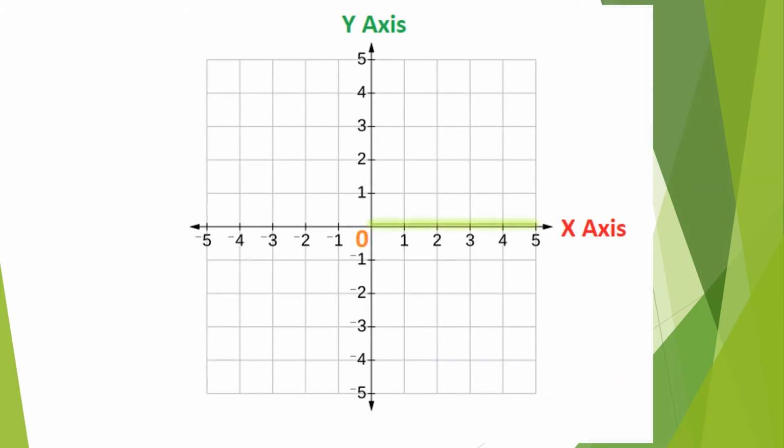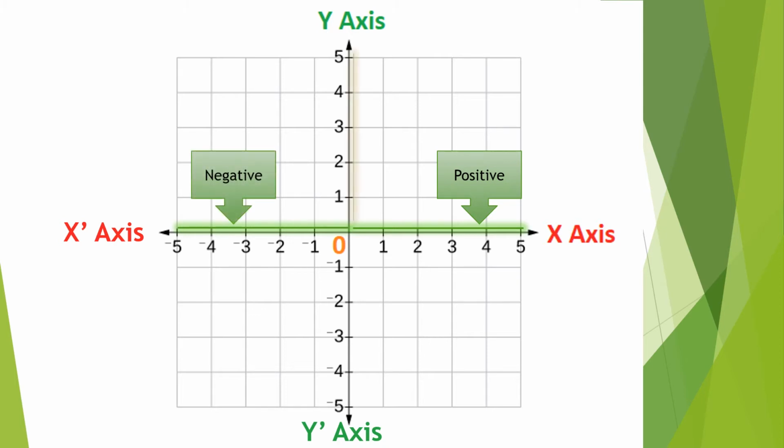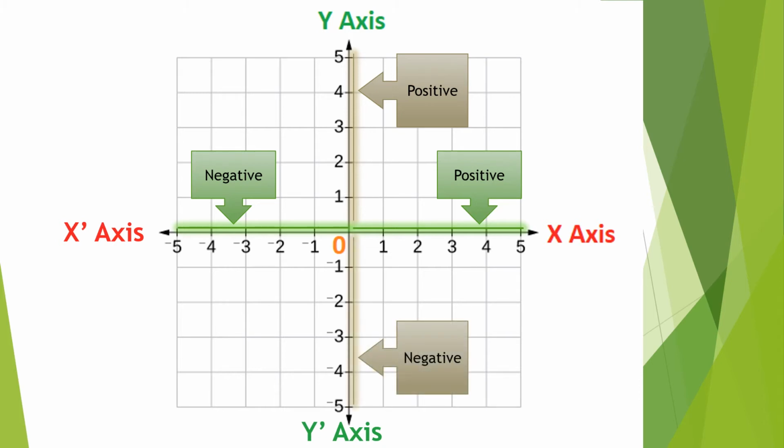The x-axis, when extended behind, forms the negative x-axis. Similarly, the y-axis, when extended below, forms the negative y-axis. The x-axis on the right-hand side of the origin is positive, while on the left it is negative. Similarly, the y-axis above the origin is positive and the one below is negative. This is not very hard, is it? Something like a number line, don't you think?